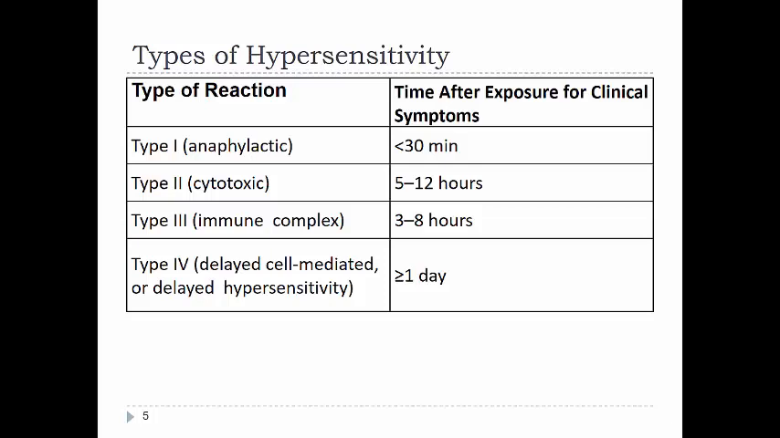What this means is that the first time you're exposed to the antigen, it's a totally different story because your body's never seen it before. It hasn't made memory cells. It hasn't kept any of that information. So the first time is kind of free. It's the second time, after you've been sensitized, that you're going to have problems. Okay, so we are talking about that second exposure. So type 3 is 3 to 8 hours and type 4 is more than a day.